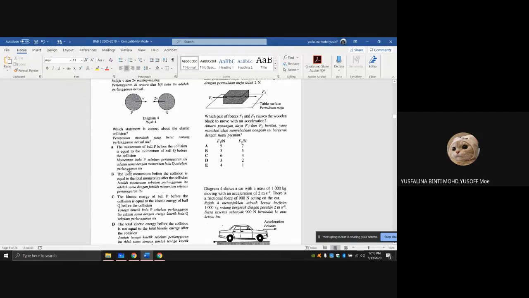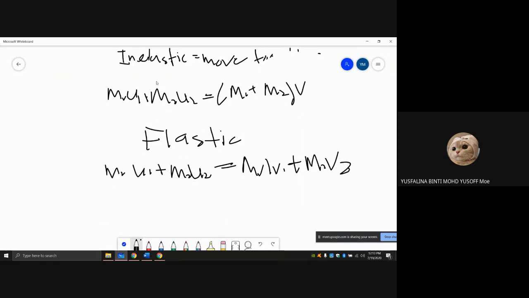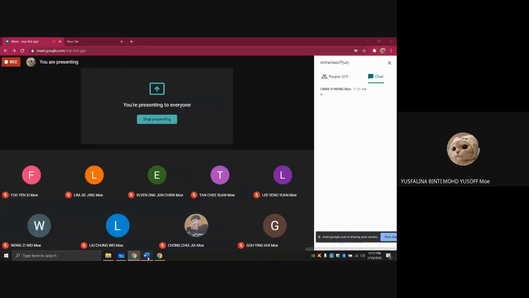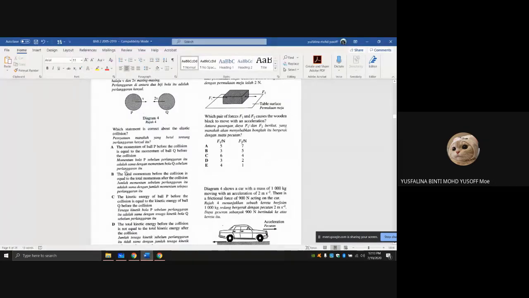You must remember, must have the word total. The total momentum before. Let's say the answer said the momentum before the collision is equal to the momentum after the collision. This is wrong, because you know the formula, here it is a total, right? Because you have to add both momenta. So the answer should be the total. Must have the word total.